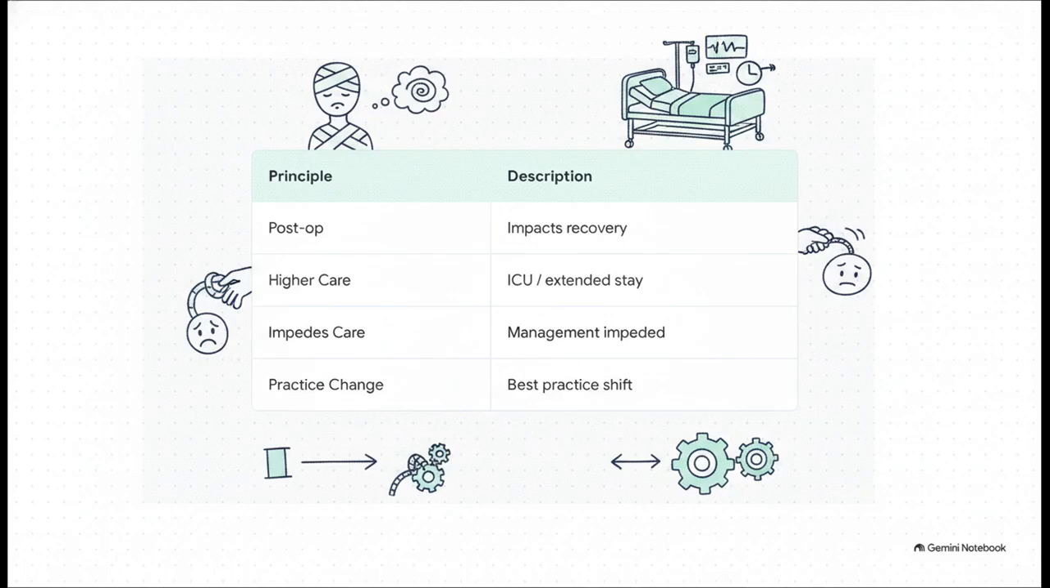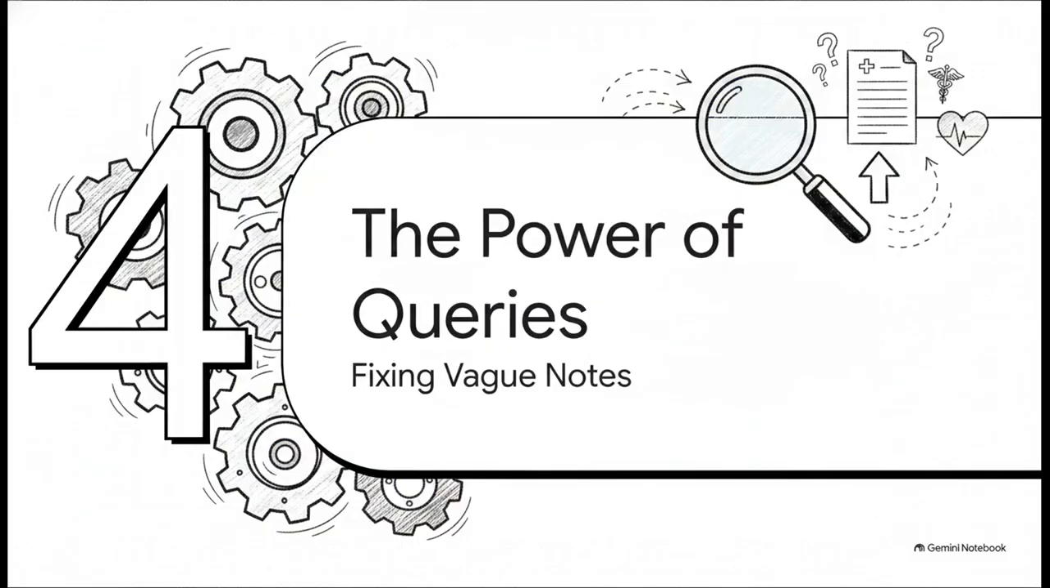And finally, number 9 relates to practice changes, specifically recent changes in best practices that have led to expected changes in resource use. If a secondary diagnosis fits into any of these buckets, it is a major indicator of resource consumption. Section 4. The power of queries.